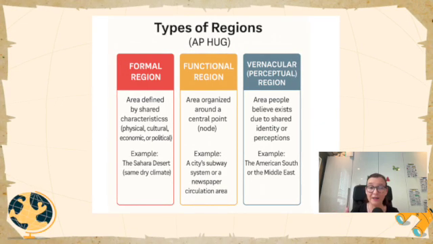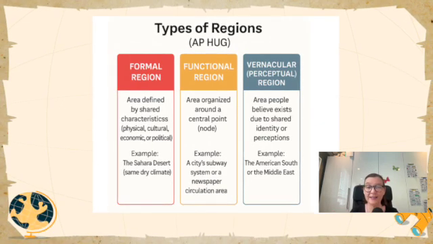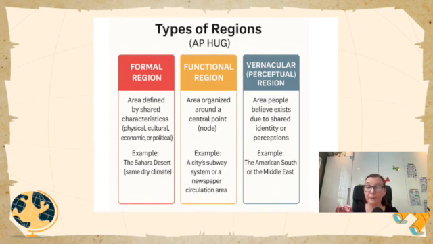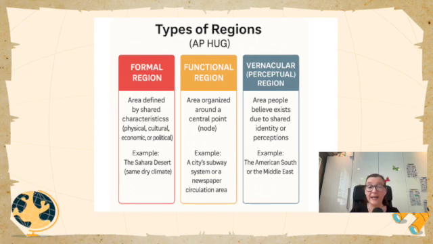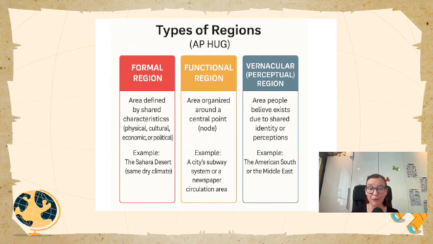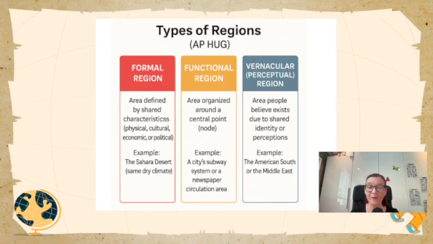So let's remember this. Formal equals shared traits. Functional equals central node. Vernacular equals perception and identity. That's how geographers categorize and study different types of regions. Here's your exam tip. If a question is asking about regions based on facts like climate or language, it's formal. If it's about connections to a hub, it's functional. If it's about people's ideas or perception, it's vernacular.